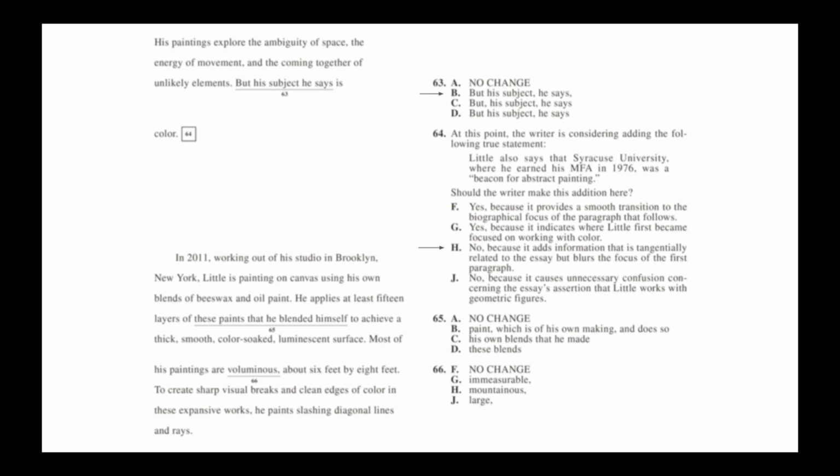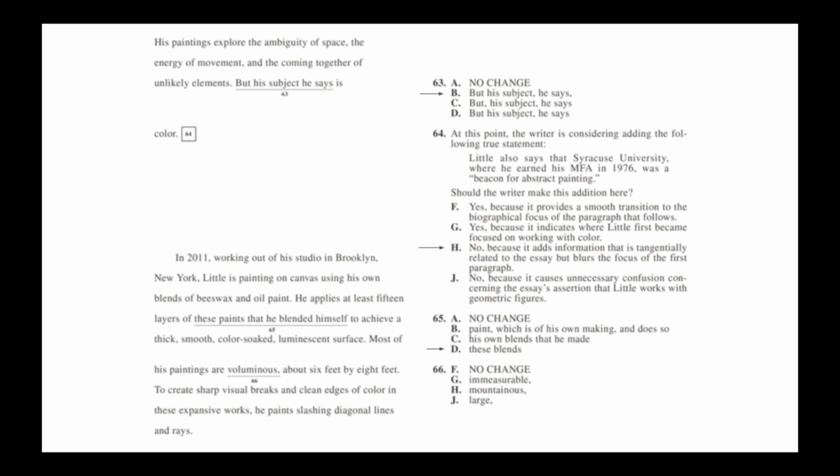Options B and C also mention that the paints Little uses are of his own blends. The only option in 65 that eliminates redundancy is D. So D is the correct answer. If we substitute D within the passage, we would get two sentences that don't say the same thing. In 2011, working out of his studio in Brooklyn, New York, Little is painting on canvas using his own blends of beeswax and oil paint. He applies at least 15 layers of these blends to achieve a thick, smooth, color-soaked, luminescent surface. So we can see that that doesn't restate what has already been said.